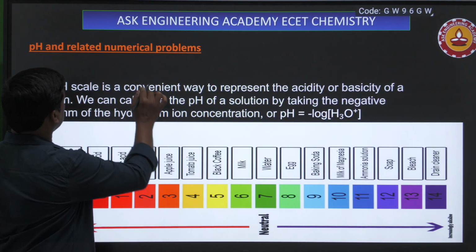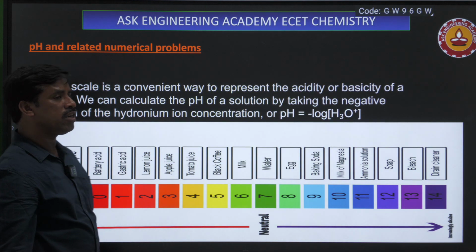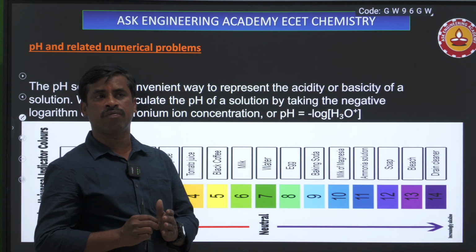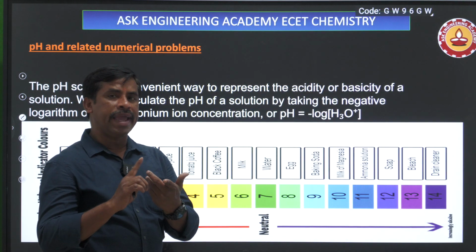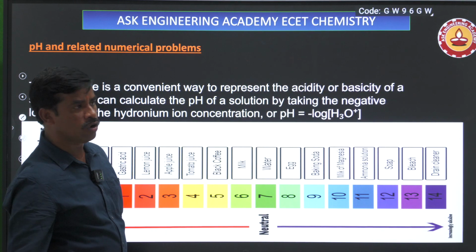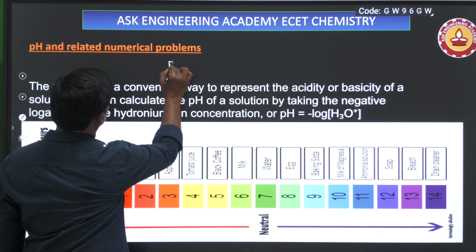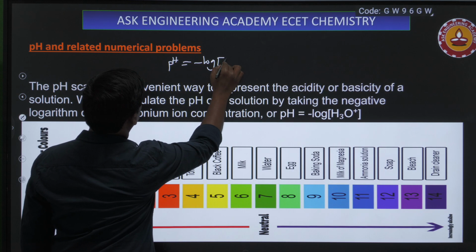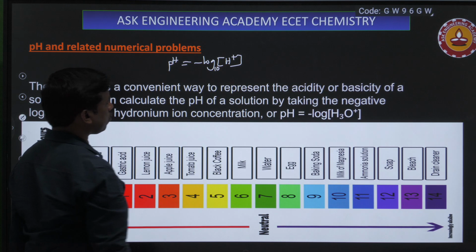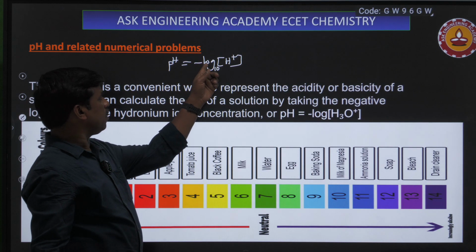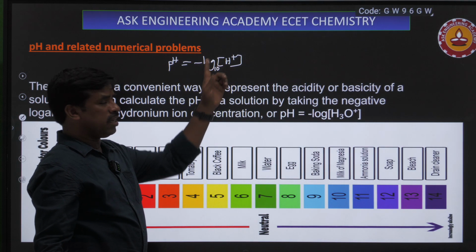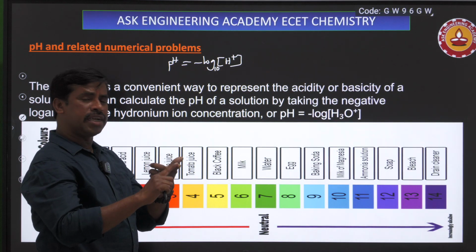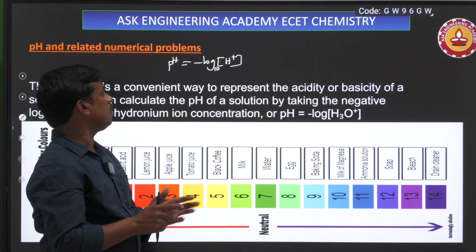Here, what is the definition of pH? pH was first invented by Sorensen. What is its definition? The negative logarithm of the H plus ion concentration is said to be pH. Here I am writing pH is equal to minus log to the base 10 of the H plus concentration. The negative logarithm of the H plus ion concentration is said to be pH.